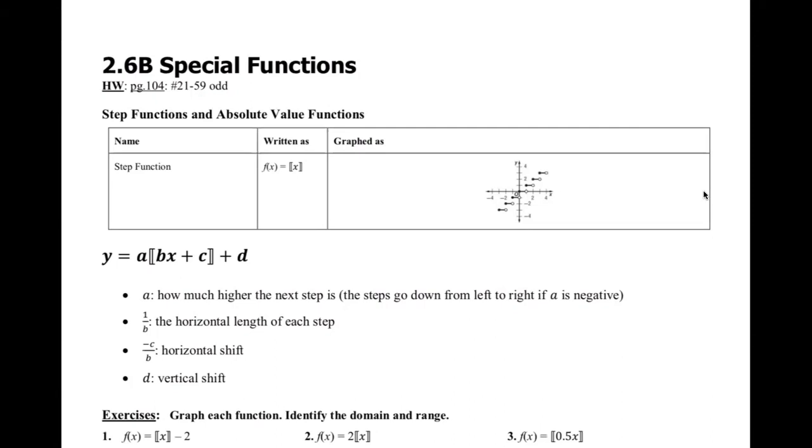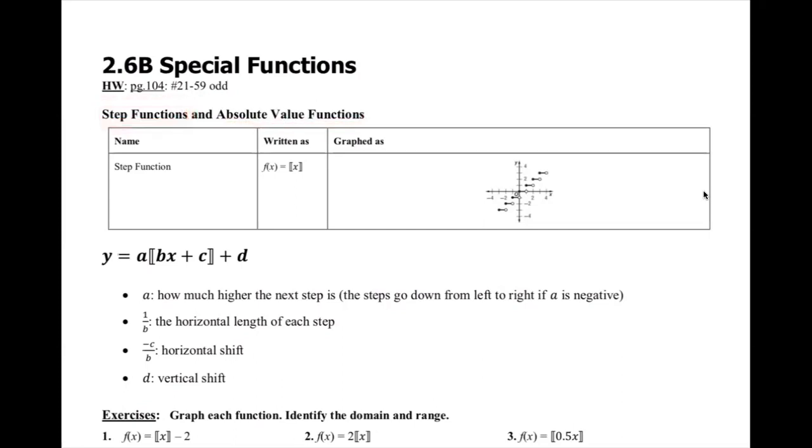All right, so our main objectives for this lesson are to be able to graph two special functions. One is called the step function, and the other one is the absolute value function. All right, so we're going to start with what I think is the harder one, which is step functions.